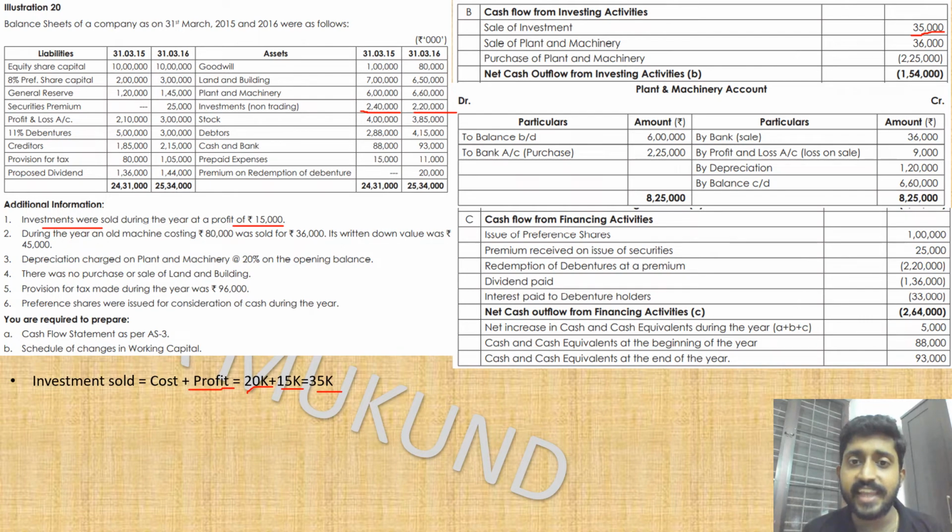Next is the sale of plant and machinery. Here it is said it was sold for 36,000, so the sale of plant and machinery is 36,000. Very good. Next, purchases. Is there any purchase of plant and machinery? For land and building, there are no purchases, only depreciation was charged. But you can see 6 lakh has gone up to 6,60,000, which means there are some purchases of fixed assets. Apart from that, there is some depreciation, and some sale of assets has also happened.